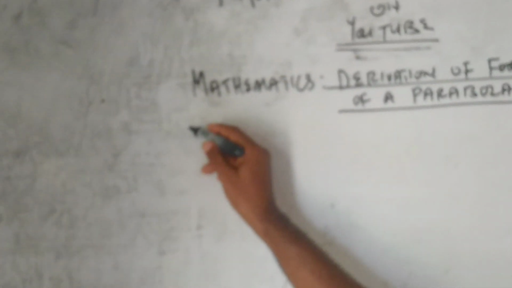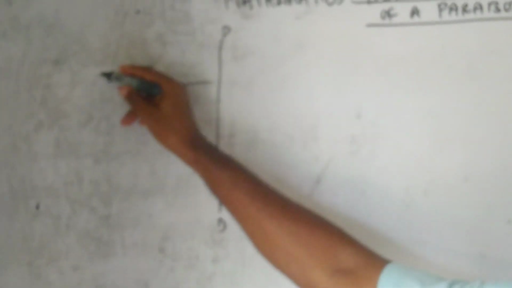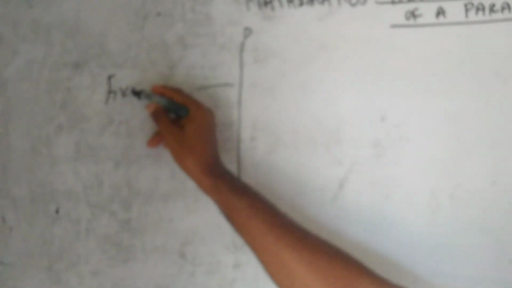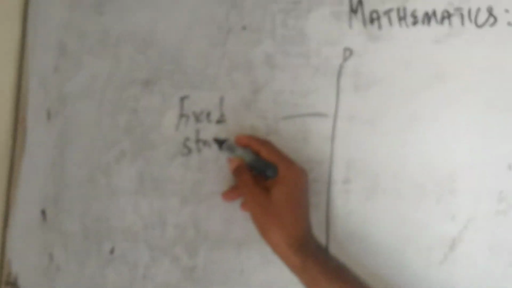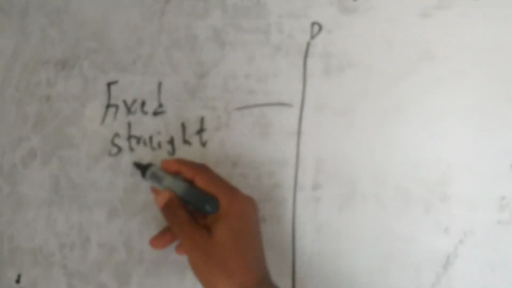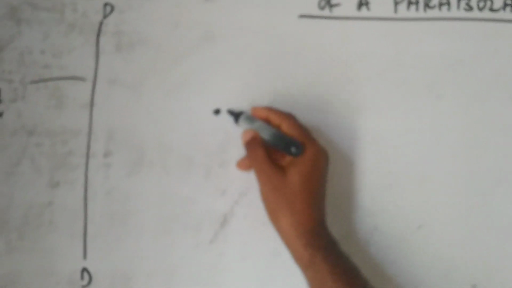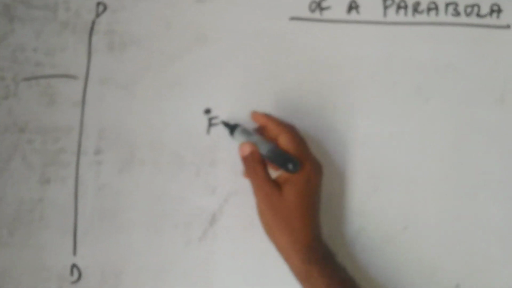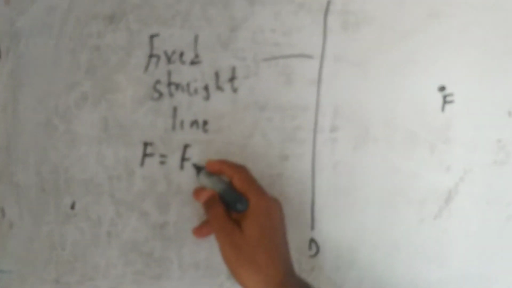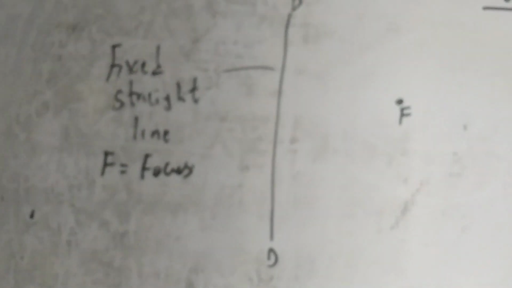Like for instance, let's think about a fixed straight line, and also an arbitrary fixed point F. This particular point F is fixed, so this F is called the focus of the parabola.